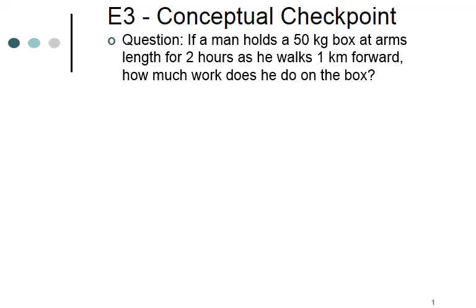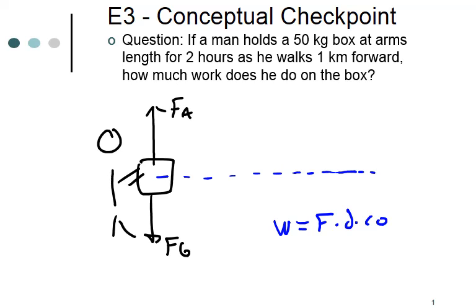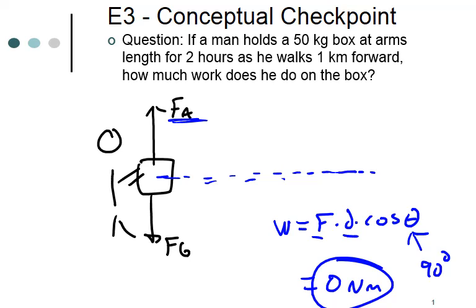All right, how about this one? A man holds a 50 kilogram box at arm's length for 2 hours and walks 1 kilometer forward. So here's our box, force applied, force of gravity. Okay, and then he walks forward. This is the classic example where you have to think about what this equation is doing: force times displacement times cosine theta. If the displacement's to the right and the force applied is up, the angle would be 90 degrees. So even though there's force and there's displacement, there's no work. There's no mechanical work here. And so this is a classic example of that.